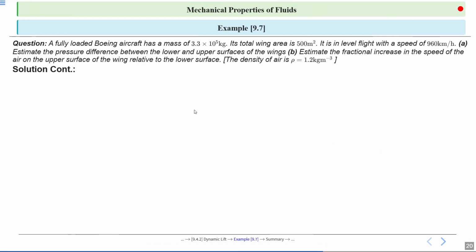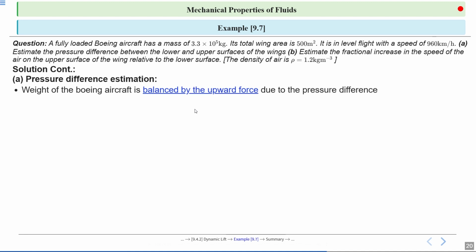Now let's start with part A, which is about estimating the pressure difference. This pressure difference is what actually keeps the plane in the air by providing lift. Remember, the weight of the aircraft is balanced by the upward force from the pressure difference across the wings. This is a direct application of Newton's third law. The plane pushes air down and the air pushes the plane up.